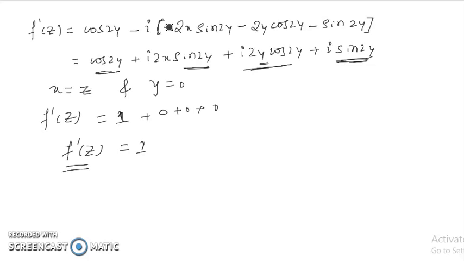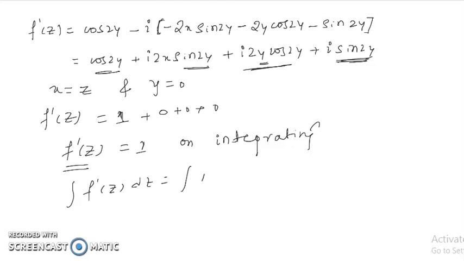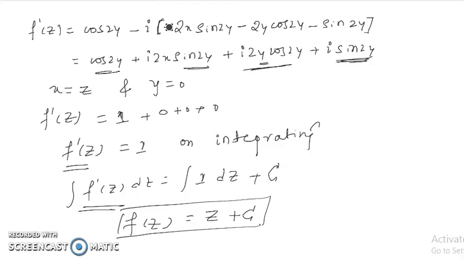Now we need f of z, because we are constructing the analytic function. For that purpose we are going to integrate this. On integrating f dash of z with respect to z, this is 1 with respect to z plus integral constant c. So this integration is going to be f of z. One integration with respect to z is z plus integral constant. So this is the required analytic function. Okay, thank you.